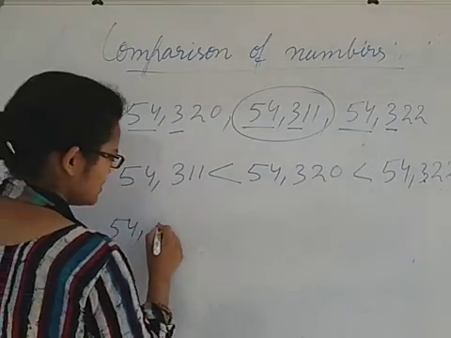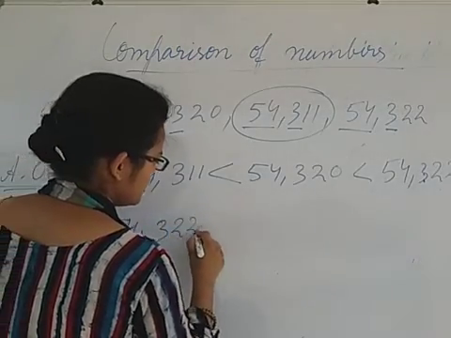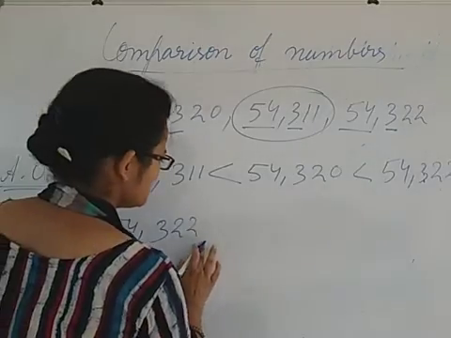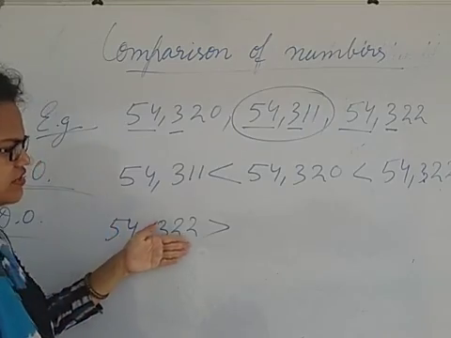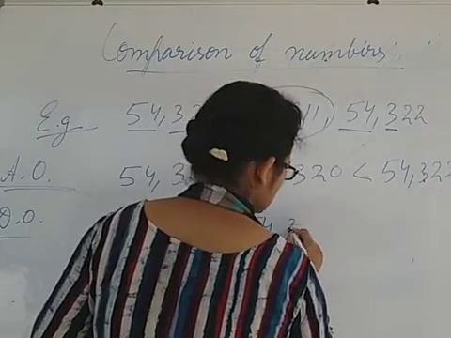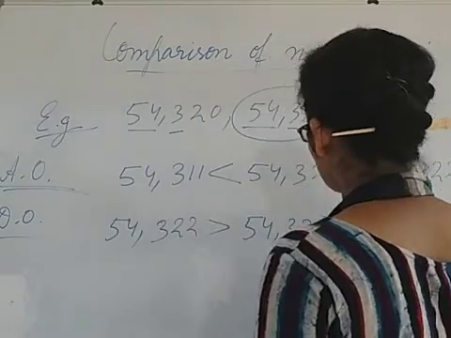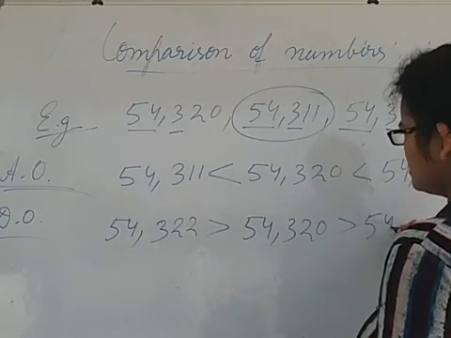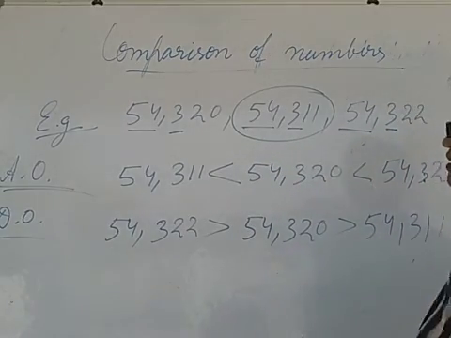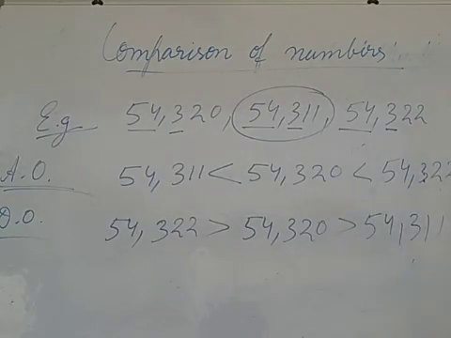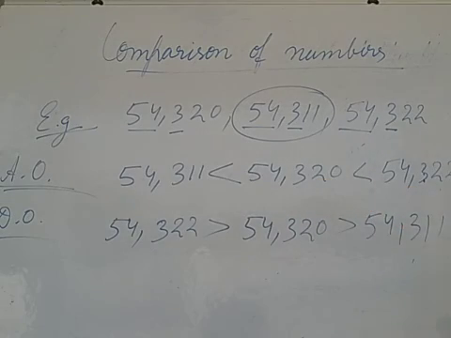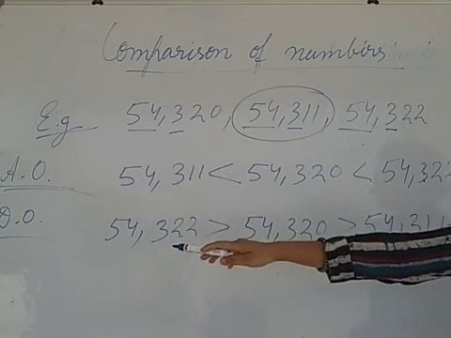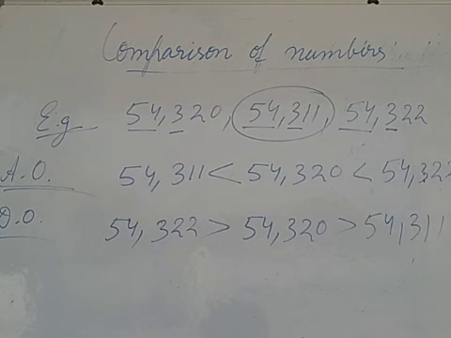Now arrange the same numbers in descending order, means in decreasing order. The greatest one is 54,322. Next, smaller than 54,322 is 54,320, and the smallest one is 54,311. So when we arrange the numbers in ascending order, we do it in an increasing way, and during descending order, we arrange it in decreasing order.